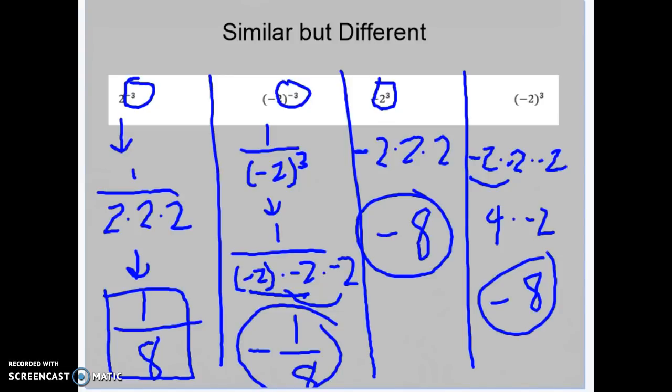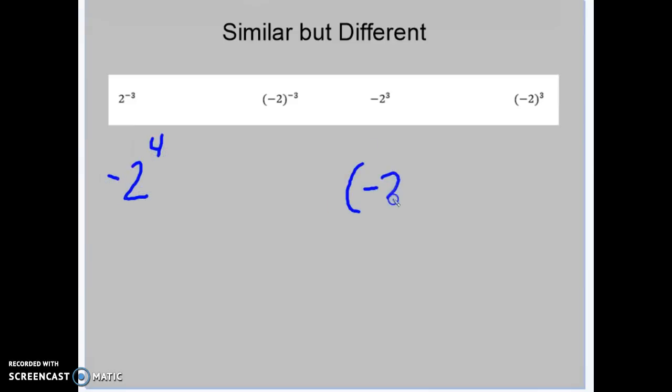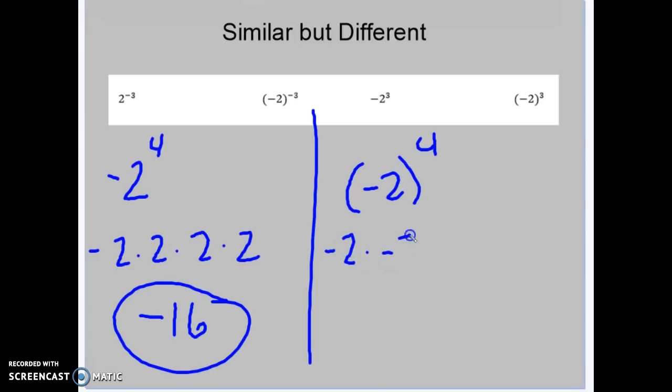So what I want you to look at now is, what if I were solving this and my exponent was positive? So let me show you. For example, what if I had negative 2 to the 4th power versus negative 2 to the 4th power, with parentheses? So what this is going to tell me is I have 2 times 2 times 2 times 2 with one negative out in front. Multiply all my 2's together. I have 2 times 2 times 2 times 2, which gives me an answer of 16, and then the negative out in front. This one says, let's do negative 2 times negative 2 times negative 2 times negative 2.